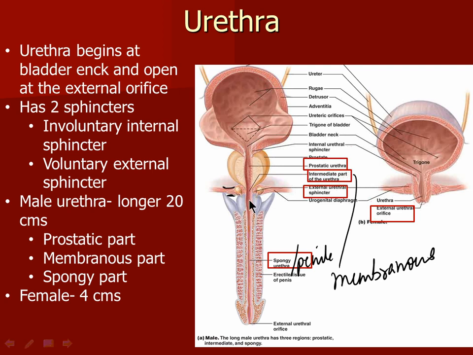The part which is passing through this sphincter, that's the narrowest part of the male urethra. In the females, one doesn't have to worry so much about different parts. The female counterpart is equivalent to this membranous part. The female urethra is only 4 centimeters long.